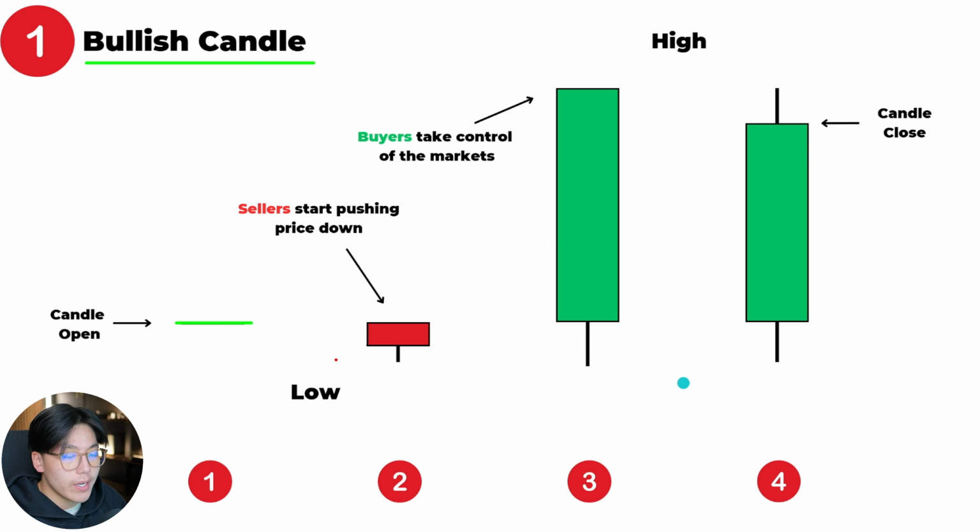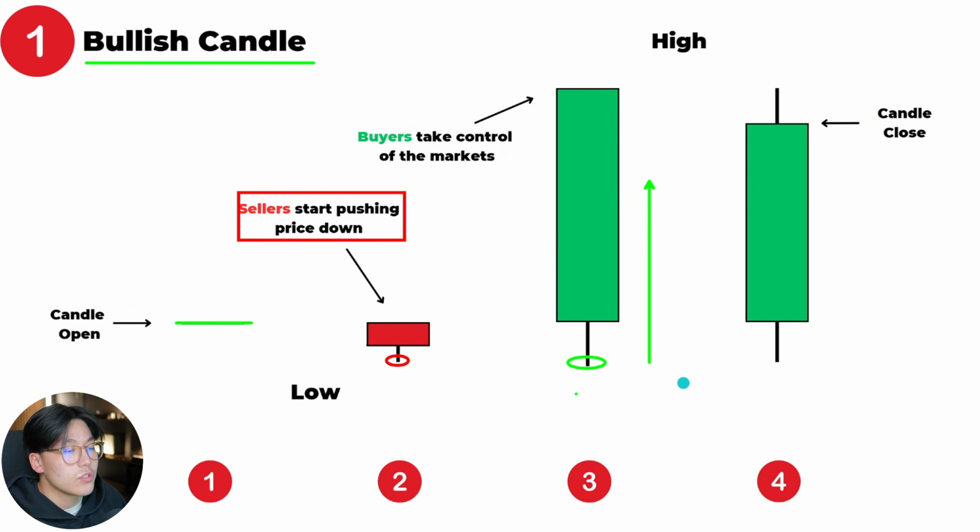As you can see right here, step number 2, sellers start pushing price towards the downside. So you can see right here, we open, price starts pushing towards the downside. Now what we have is a low. We create a low in the market. And of course, if we have a bullish candle, what happens? That means the buyers start stepping in. So you can see the buyers start stepping in off the low. We end up pushing this back above its opening candle. And now you can see that the buyers are clearly in control of the markets.